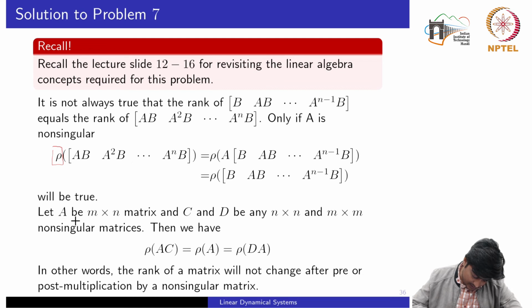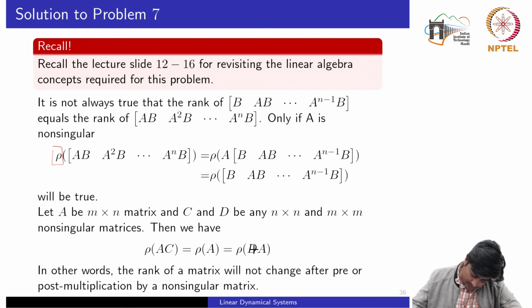Let's suppose A, which is not related to here, is some m cross n matrix, and there are two other matrices, let's say C and D, which are square matrices of dimension n and m, and both C and D are non-singular matrices. Then the rank of the matrix AC would be equal to the rank of A, and it would be equal to the rank of the matrix DA, D into A.